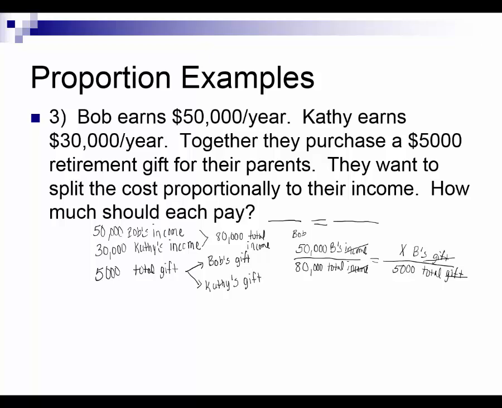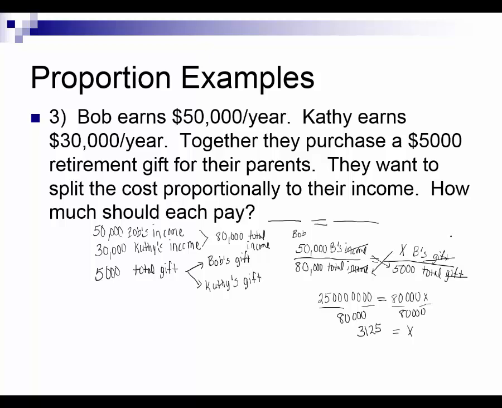I want to multiply on the diagonals. So first I'll multiply on this diagonal. Be careful with all of these zeros. And so I get 2, 5, and 7 zeros. 1, 2, 3, 4, 5, 6, 7. Then I multiply on my other diagonal, and I get 80,000. Again, be careful with your zeros, 4 of them here, X. I'll divide both sides, because it's an equation, by the 80,000. And that'll give me my X value is 3,125.